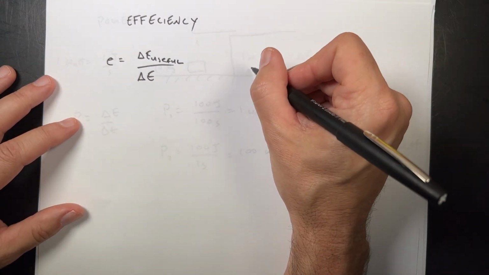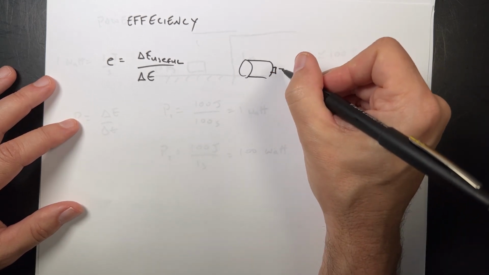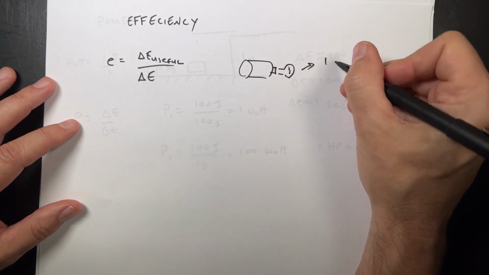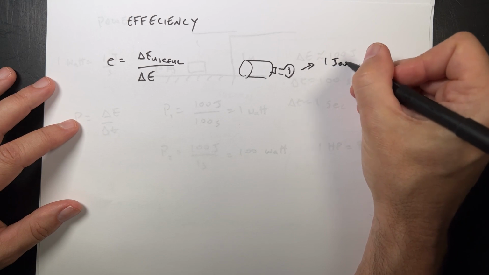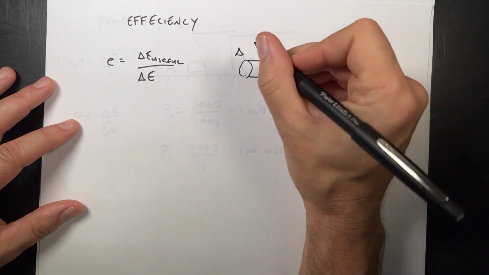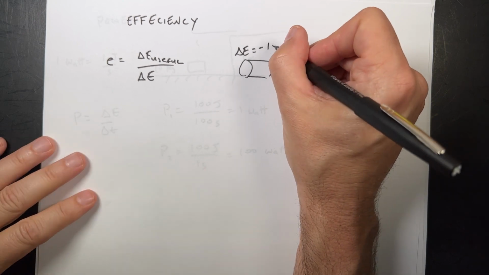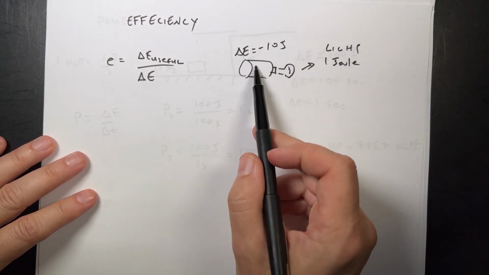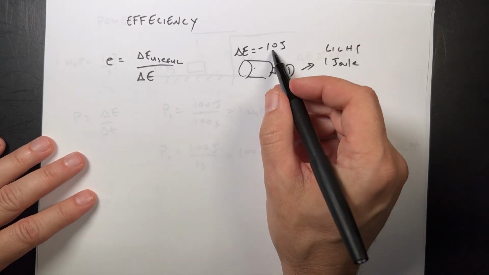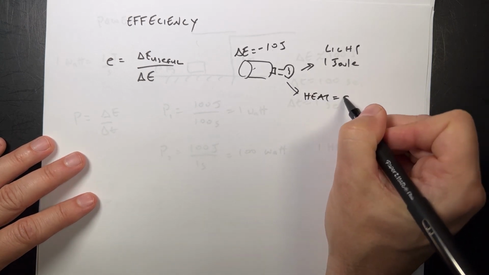So let's say that I have this battery and it's connected to a light bulb. And then I get, let's say, 1 joule of light energy. And then the change in energy of the battery, delta E of the battery, is, let's say, negative 10 joules. I'm just making up something here. So the battery decreases by 10 joules. I get 1 joule of light. Now, where did the other 9 joules go? It went into heat and things like that. Heat would be equal to 9 joules.